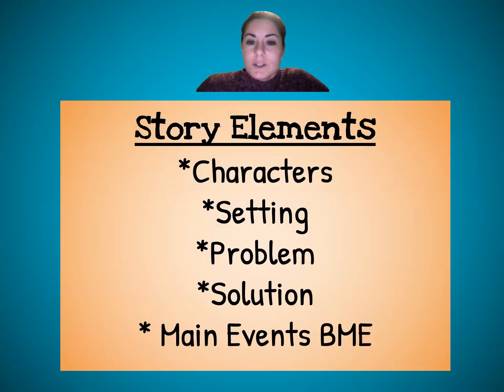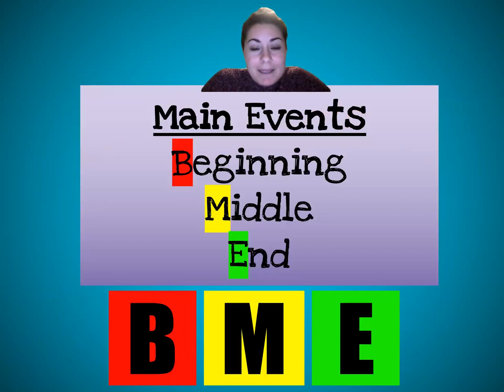So we've talked about story elements. We talked about it a lot before. We talked about the characters. There's a setting, right? Where does the story take place? Usually the story has a problem, like what went wrong, what happened, and the solution is how it gets fixed, right? And then we talked about the main events, the BME, the beginning, middle, and end.